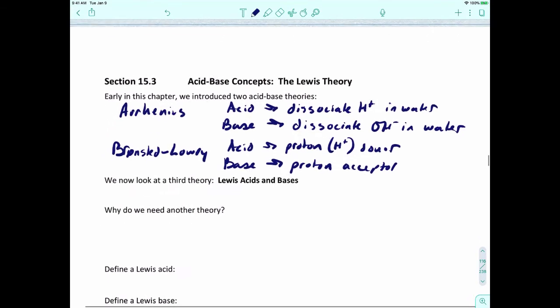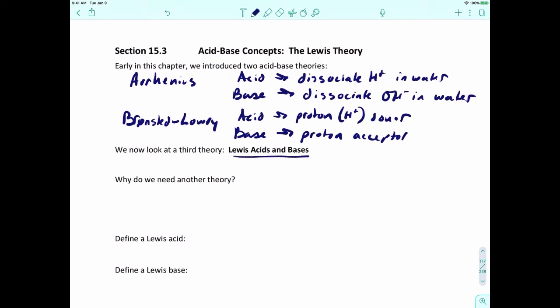Okay, now there's actually a third theory, which is called the Lewis acid-base theory. This was devised by the American chemist G.N. Lewis, who's the same guy that came up with the idea of the Lewis structures that we talked about in Gen Chem 1. So why do we need another acid-base theory?